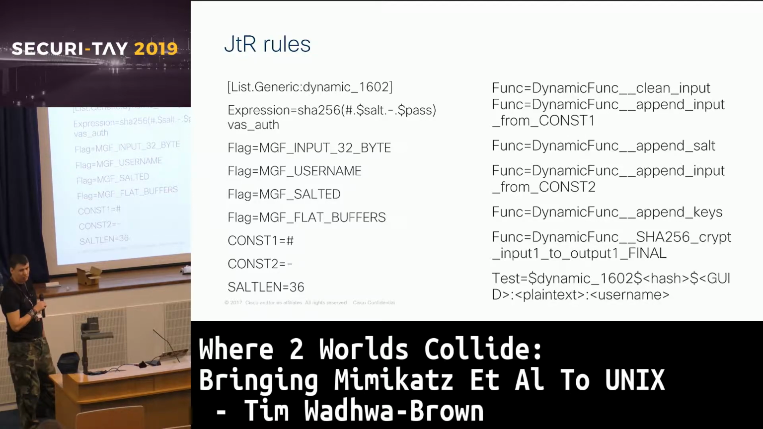And then there's a test case at the bottom, and that's simply so that a maintainer of John the Ripper going forwards, or a John the Ripper rule set going forwards, can validate that what the rule set says it does is what it actually still does. So if they change the implementation of the SHA-256 crypt final operation, we want to know that this is still functioning correctly.